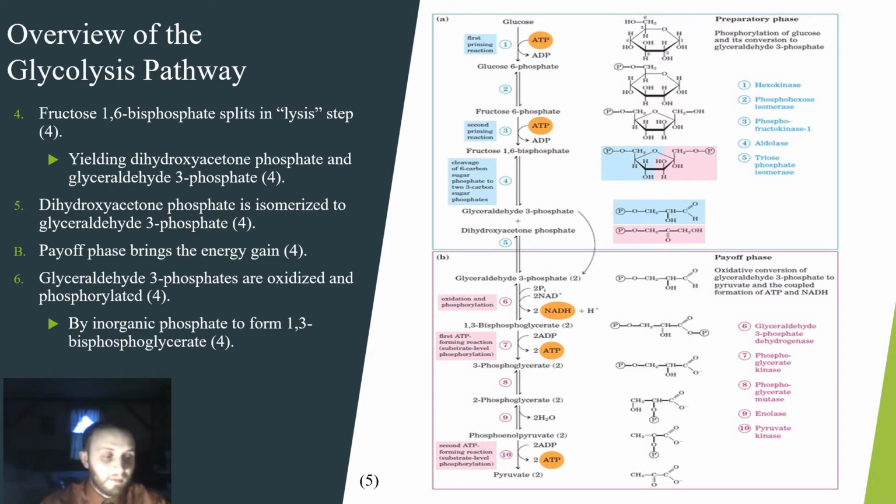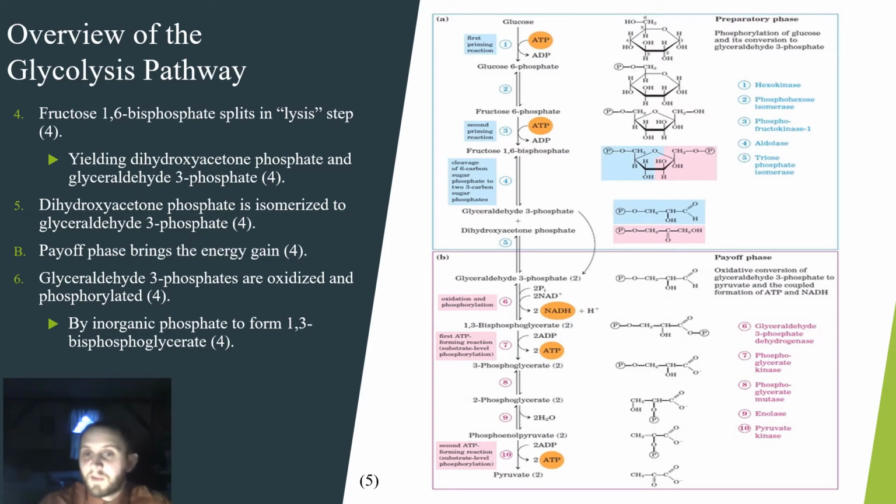So to summarize what I just said about the preparatory phase, before I go on to the payoff phase: in the preparatory phase of glycolysis, the energy of ATP is invested, raising the free energy content of the intermediates, and the carbon chains of all the metabolized hexoses are converted to a common product, glyceraldehyde 3-phosphate. The energy gain comes in the payoff phase of glycolysis, of course, which I'll be talking about right now.